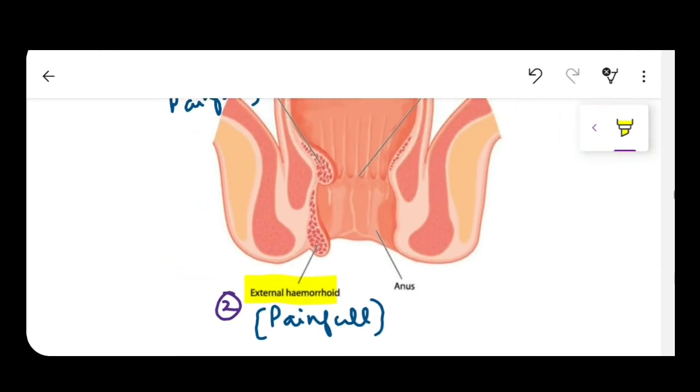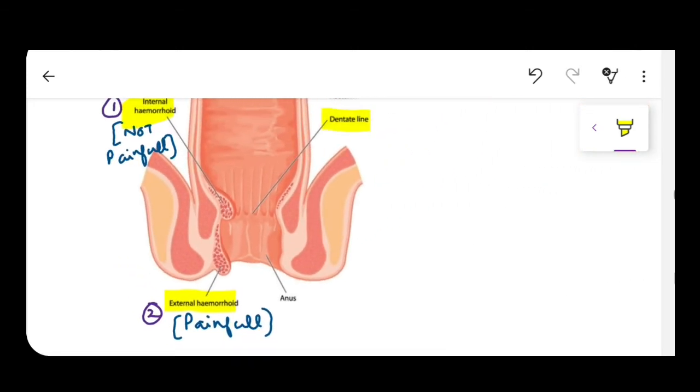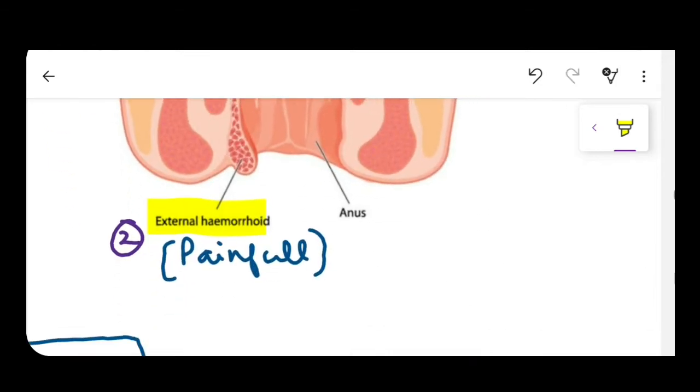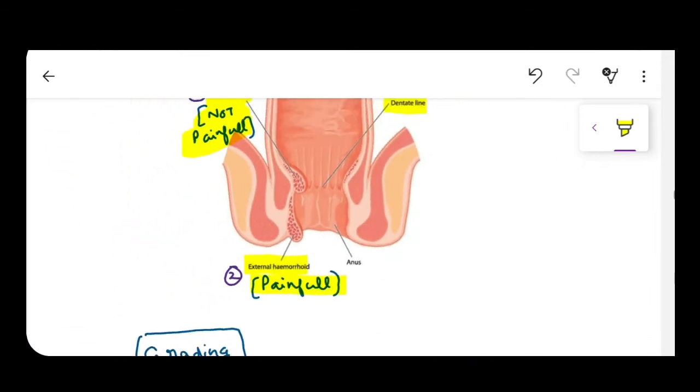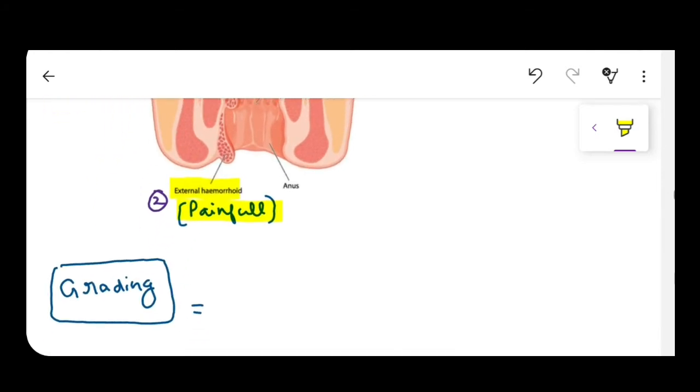So guys, look at this diagram. This is the dentate line. You can see here, this is the dentate line, and above it is the internal hemorrhoid and below it is the external hemorrhoid. So guys, internal hemorrhoid is the painless hemorrhoid, but the external hemorrhoid is the painful hemorrhoid. So these are two types of hemorrhoids, internal and external, which are above and below the dentate line. Now guys, what are the different gradings?